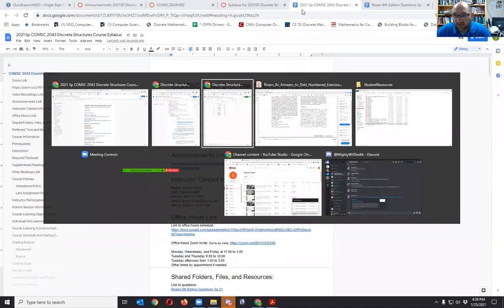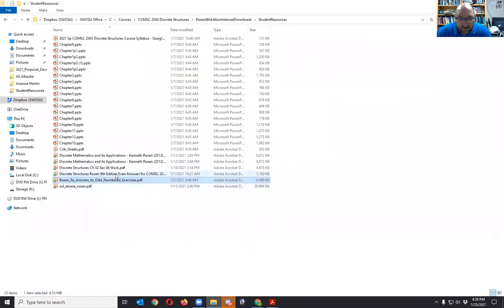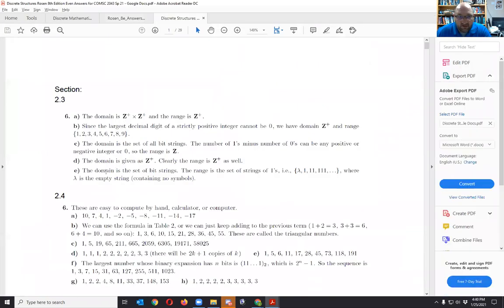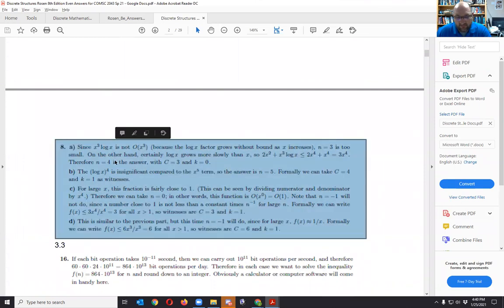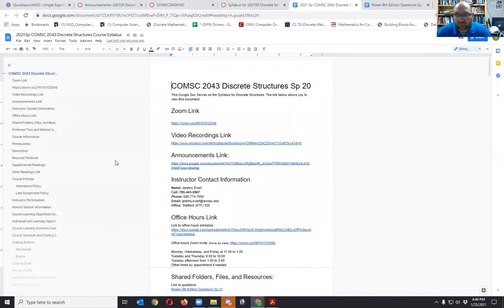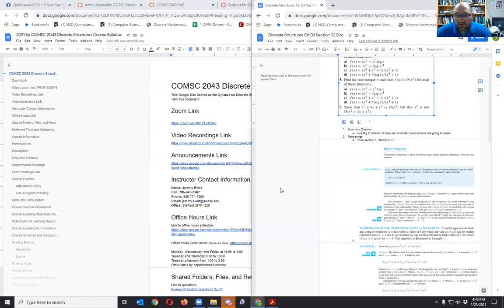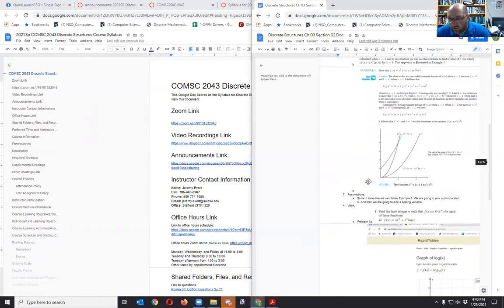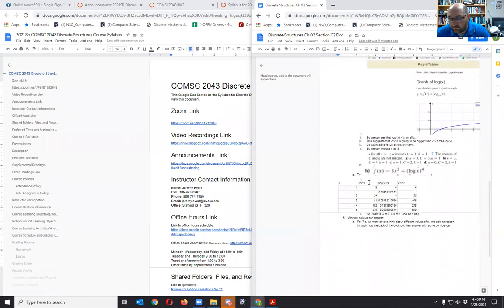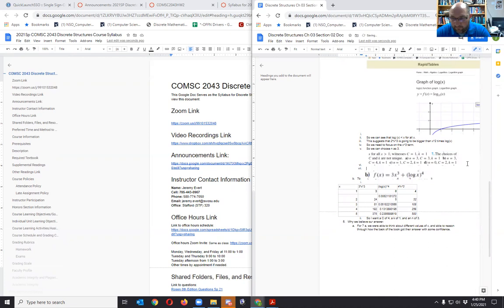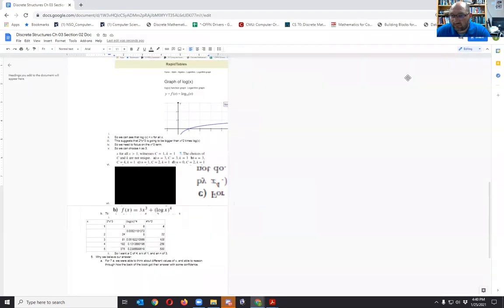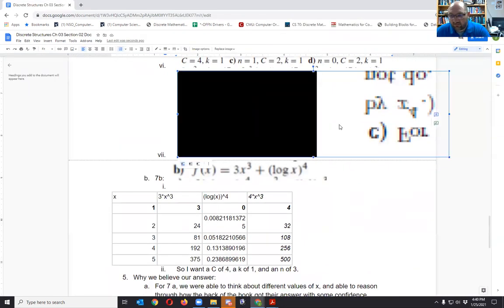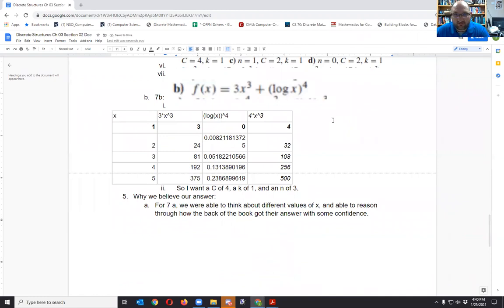Let's go back here right quick to student resources, even answers, and go down to 3.2. Here's problem 8. So I'm just going to grab this and paste it in. That's not the one I wanted. That's the one I wanted. Okay, I'll paste it in here. That's not going to work. Let's take a look. That's not good. Okay, let's try again.